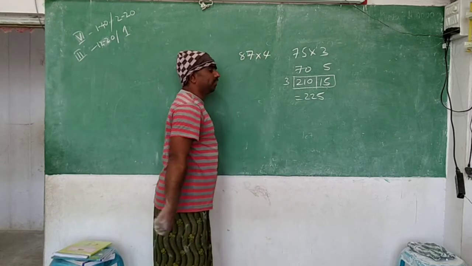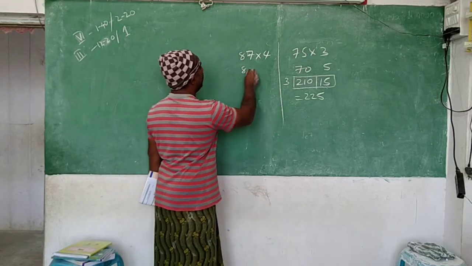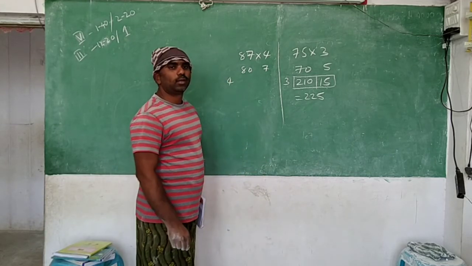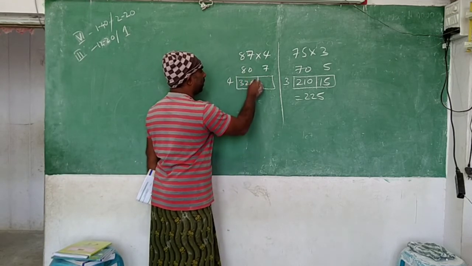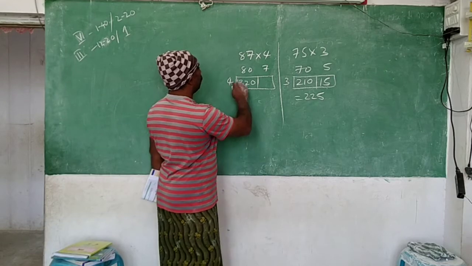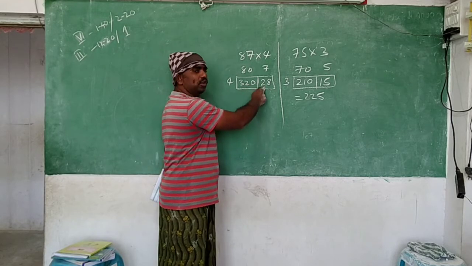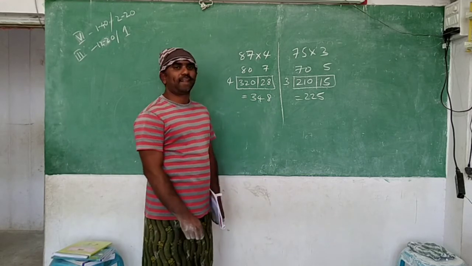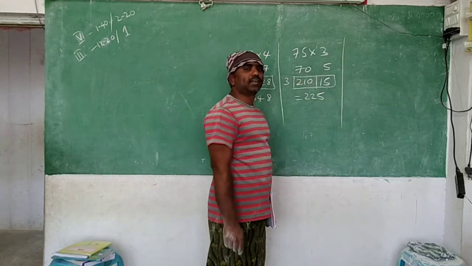87 fours are? 80 and 7. Multiply with 4. Then this, as I said to you, is easy. 4 8s are 32, side 0, 320. 4 7s are 28. 320 and 20, 340 and 8. 348 is the answer. So very easy, not very difficult.